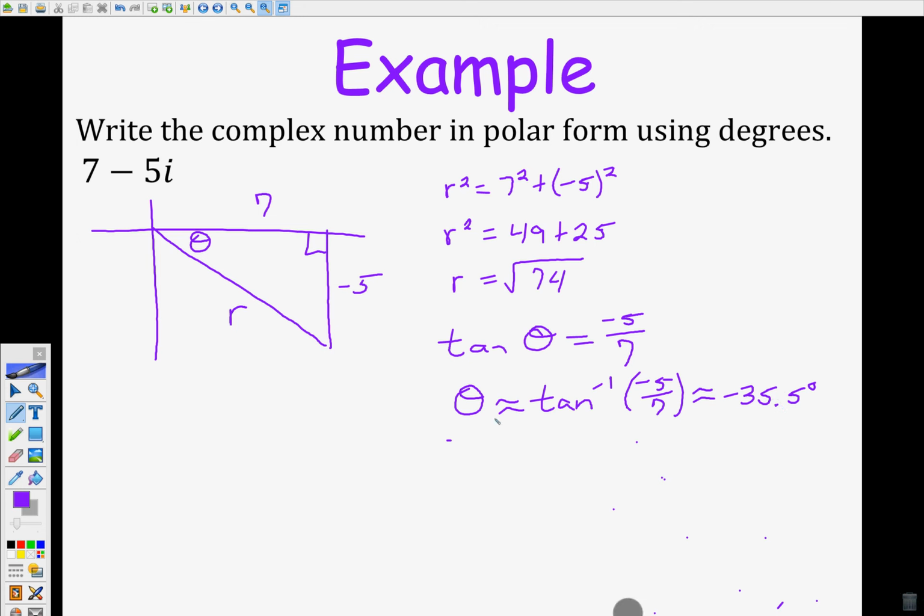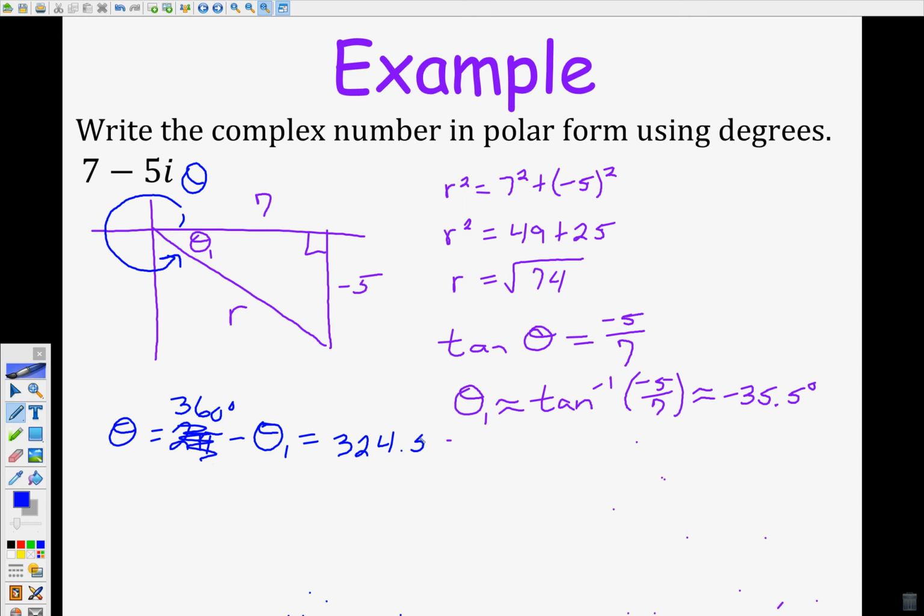Or, if I call this theta 1, the actual theta that I really want to find and write my angle with would be this angle out here, right? So in order to find that theta, I'm going to take 2 pi minus theta 1. And so if I take 360 degrees, oh, I am doing degrees, aren't I? Sorry. 360 degrees minus 35.5, I get 324.5 degrees.